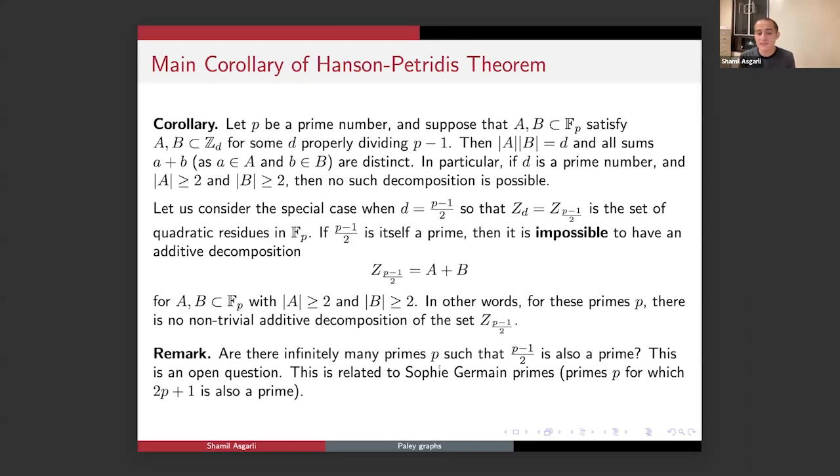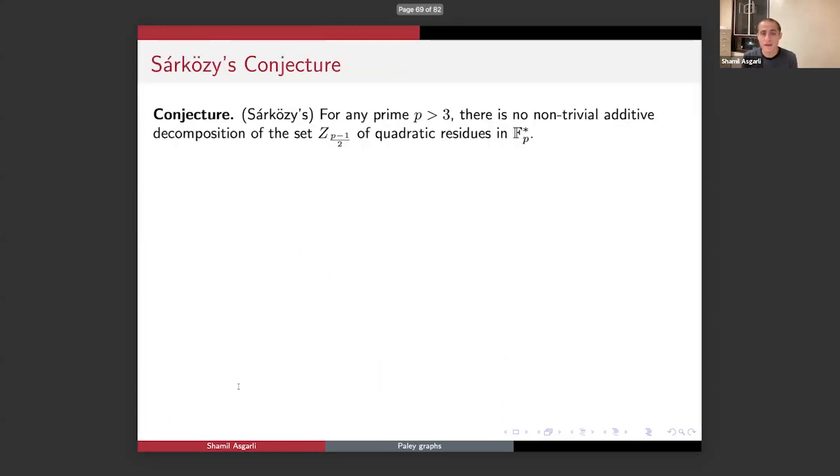And anyways, this is related to what are called Sophie Germain primes. Sophie Germain studied these primes in relation to Fermat's last theorem. These are the primes P such that 2P plus 1 is also prime. And these primes are obviously connected to primes of this kind. As far as I know, this is an open question.